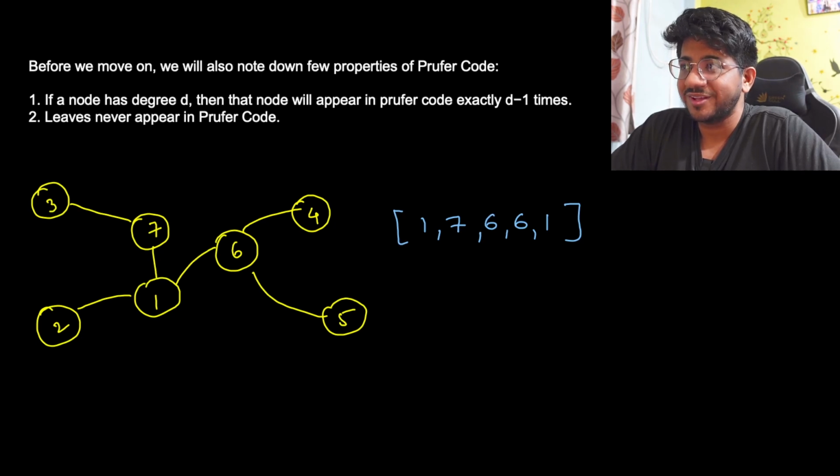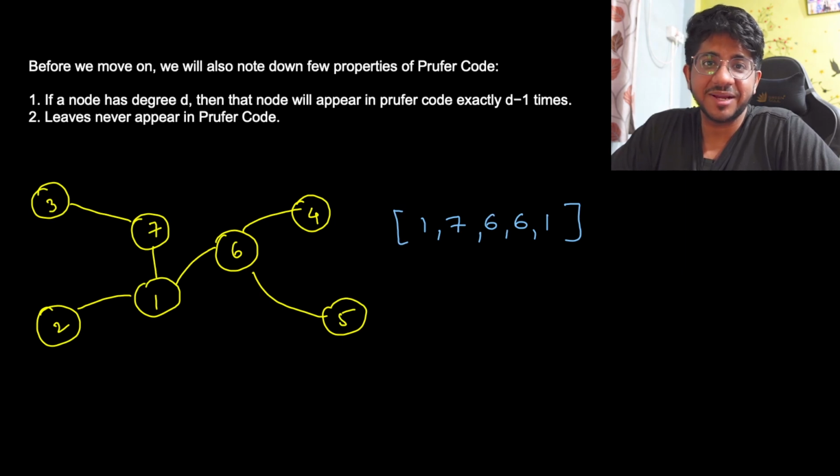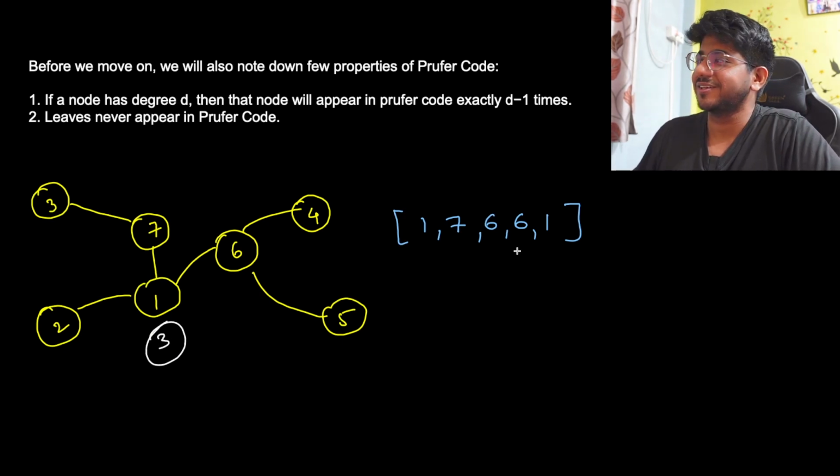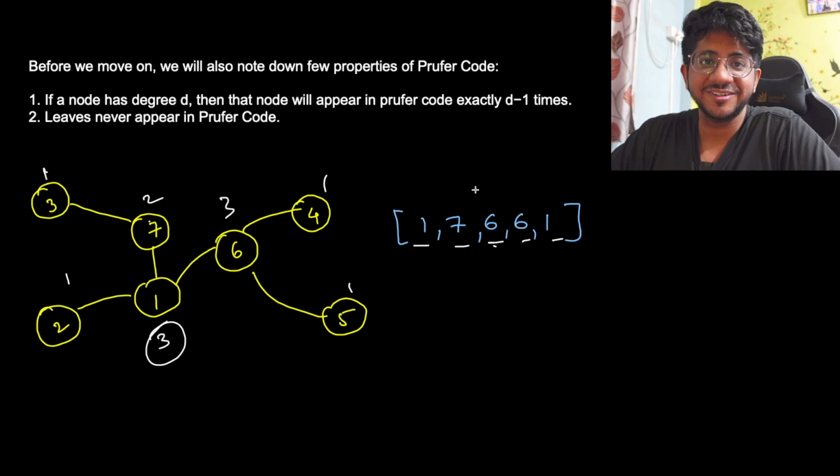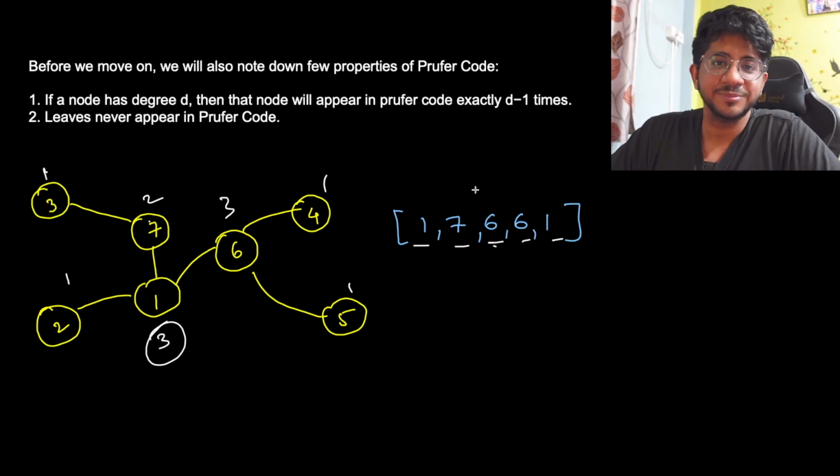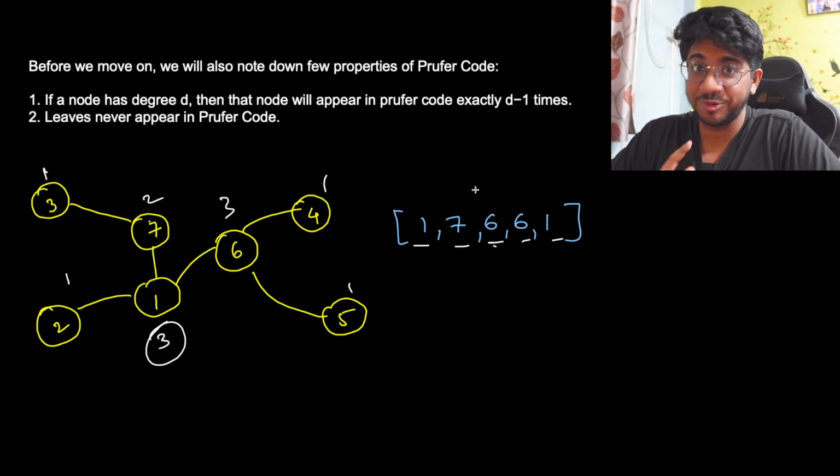Number 1, a node with degree d in the graph implies it will have frequency d minus 1 in the Prufer code. Why? See, this has 3 degrees, it has 2 occurrences. This has 2 degrees, it has 1 occurrence. These have 1 degree, they have 0 occurrences in the Prufer code. Very nice observation, number 1.